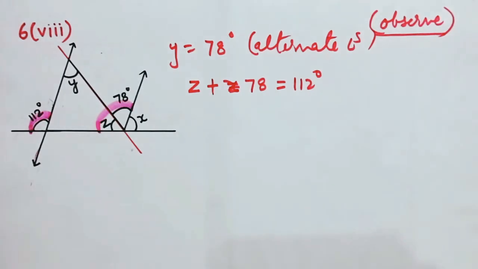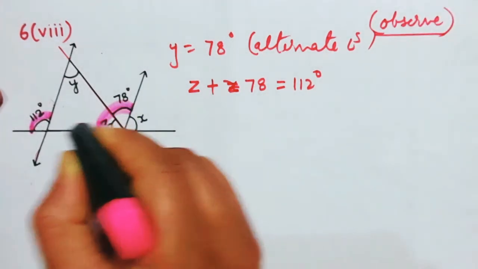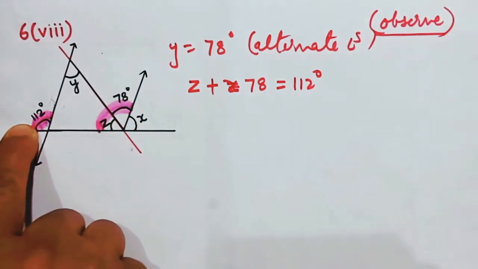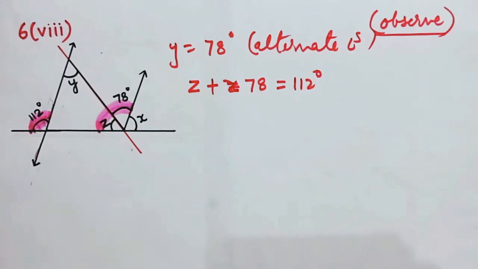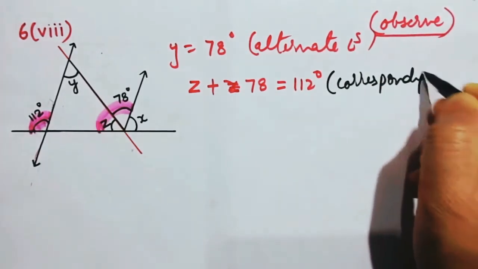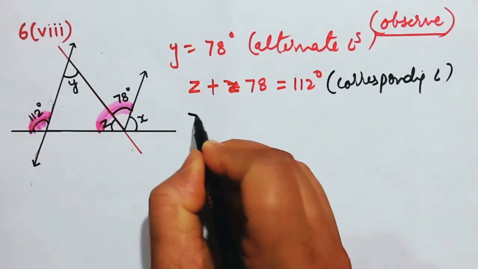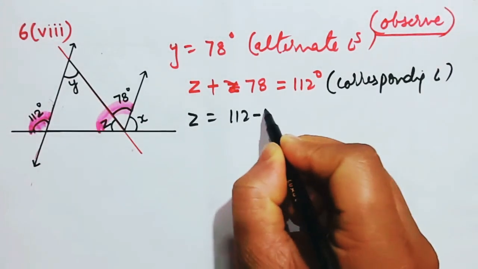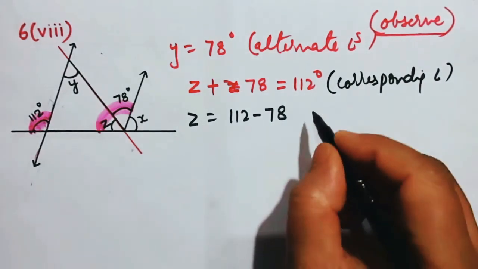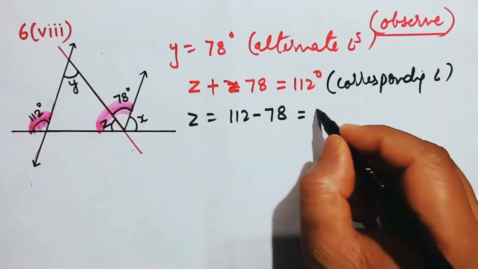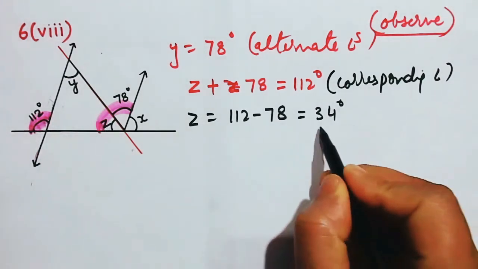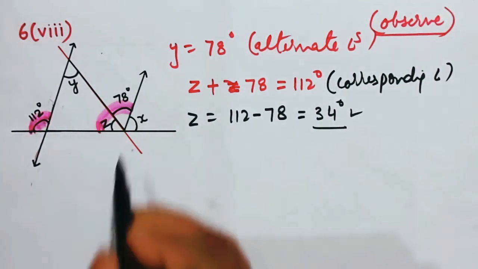I have already mentioned it or colored it. Have a look here so that you people do not get confused. Z plus 78 will be equal to 112. Why so? Because they are corresponding angles, isn't it? So Z will be equal to 112 minus 78, which is equal to 34 degree. So the value of Z is equal to 34 degree. What about this X?